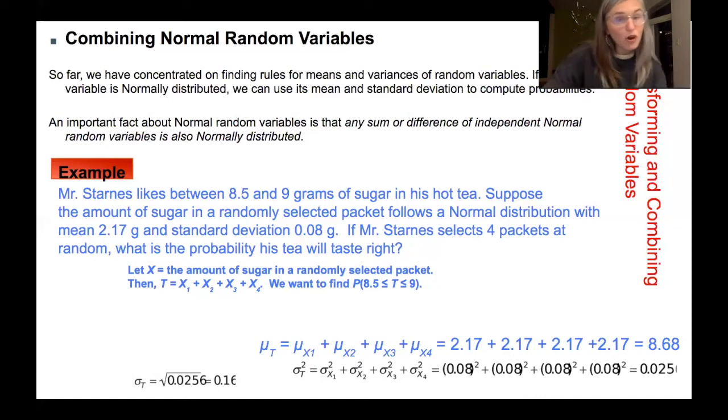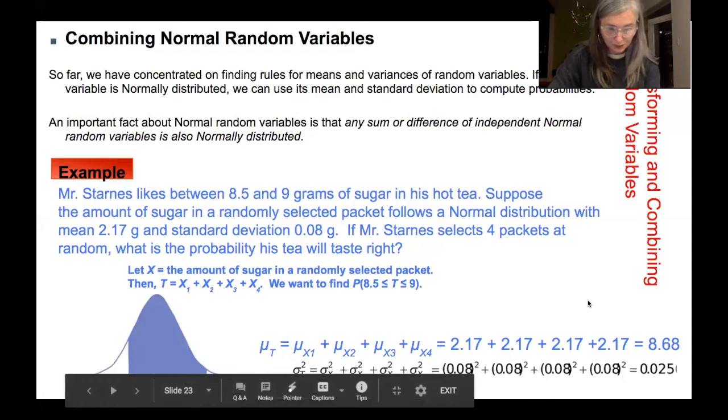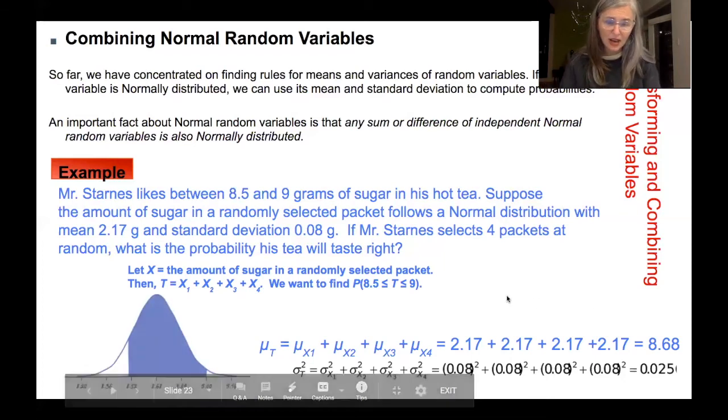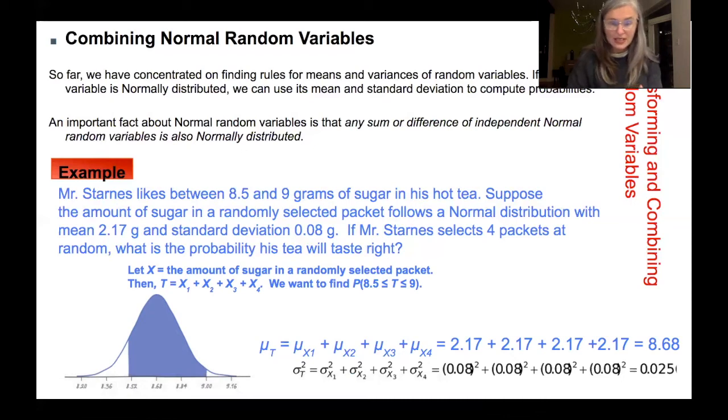So now I can draw a normal curve. It's going to look something like this. You've got 8.68 in the middle, and then you're adding 0.16, 0.16, 0.16, subtracting 0.16, 0.16, 0.16, and we want the probability between 8.5 and 9 grams. So look where that falls on the graph. Go to your calculator, normal distribution. Lower limit 8.5, upper limit 9, mean 8.68, standard deviation 0.16.